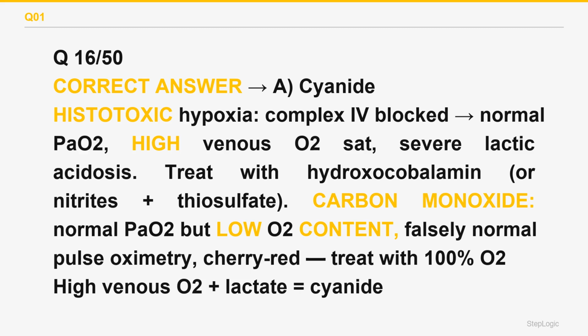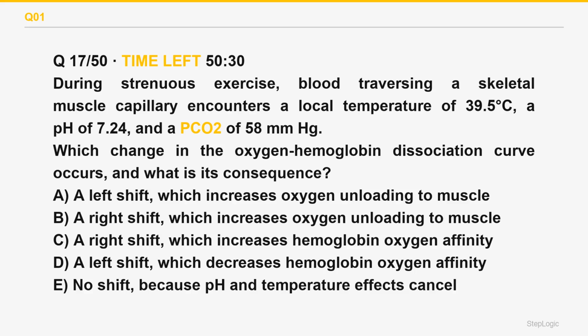Choice C produces cyanosis with a characteristic saturation gap, and choices D and E do not raise venous oxygen saturation. If you see lactic acidosis with a high venous oxygen saturation, think cyanide.